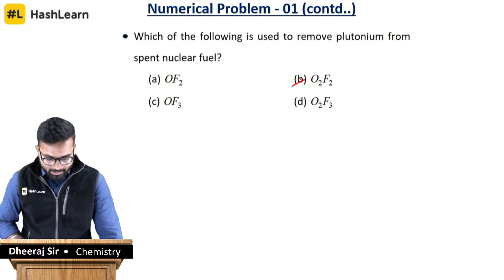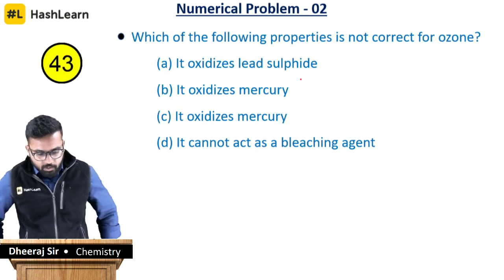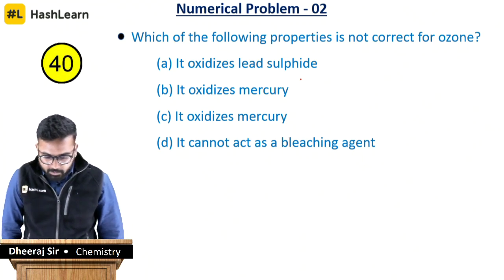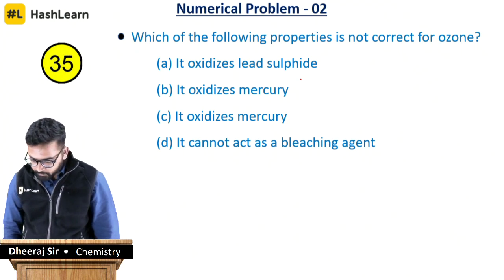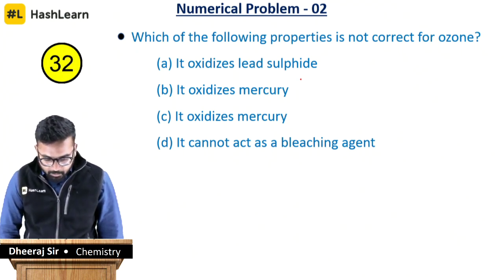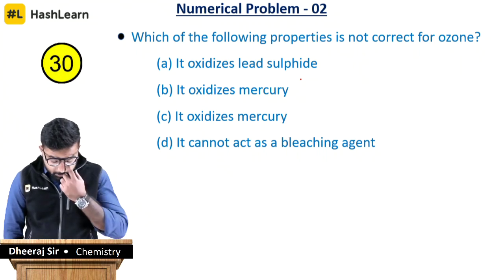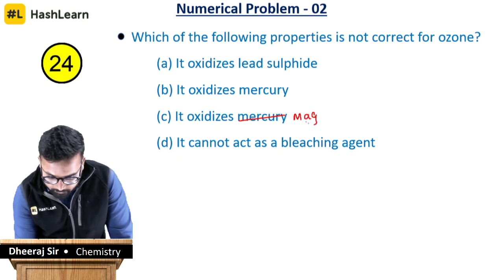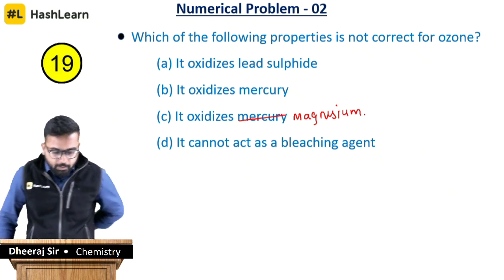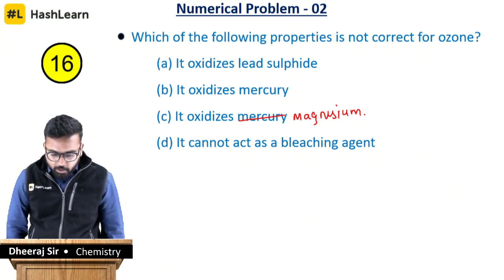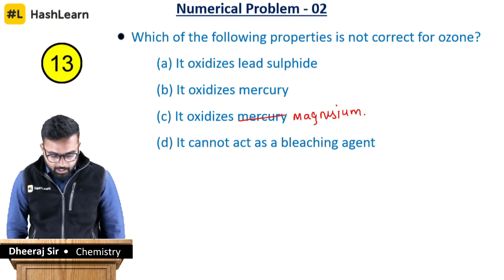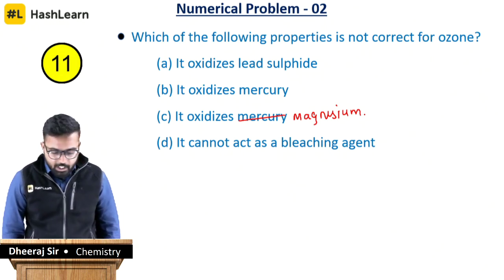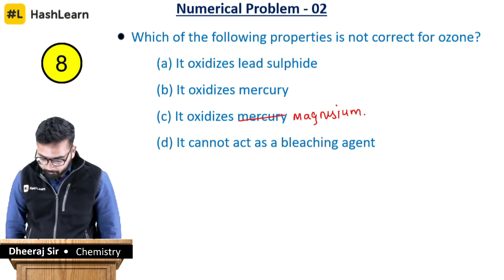Now moving ahead to the second question. Which of the following properties is not correct for ozone? It oxidizes lead sulfide, it oxidizes mercury, it oxidizes magnesium, and it cannot act as a bleaching agent. So what is it going to be? Which one do you think is not right?